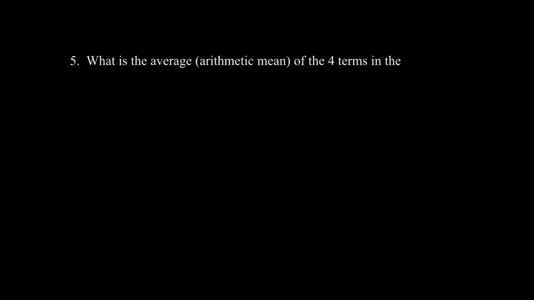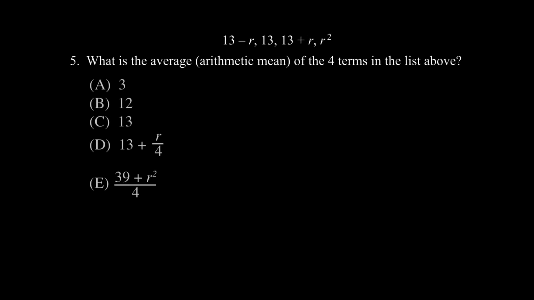Taking a look at this number 5, what is the average arithmetic mean of the 4 terms in the list above? So we notice those variables in the answer choices. Let's use our basic plug-in technique for this one. They give us the 4 terms 13 minus r, 13, 13 plus r, and r squared. So why don't we plug in an easy number, like 2 for r?